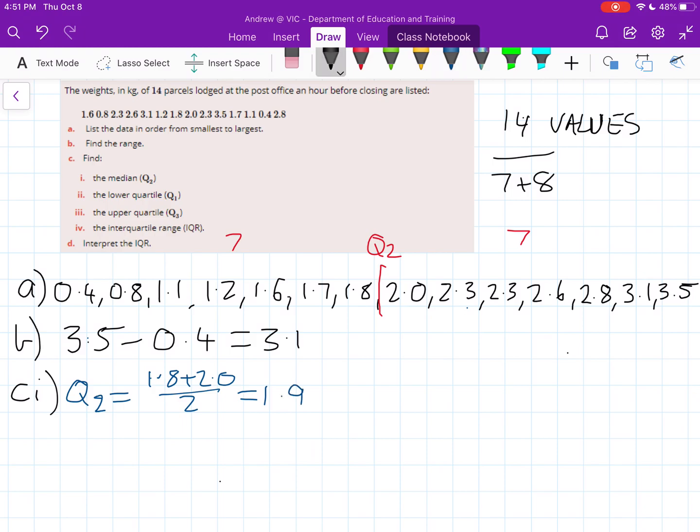Secondly, it asks us to work out the lower quartile, Q1. With this, we have an odd amount of numbers, so it is going to be one number exactly. It's going to be our 4th number because we've got 7: 1, 2, 3, 4. We've got 3 numbers on either side of that, which is how I knew it was going to be the 4th number. So this here is equal to 1.2.